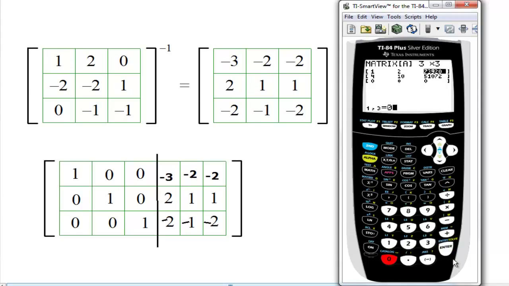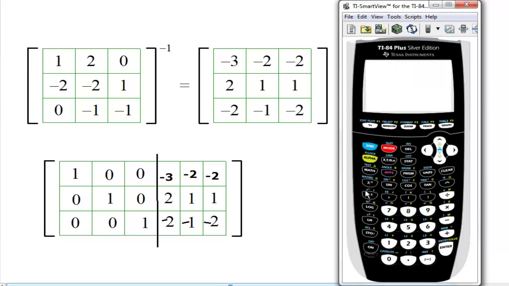All right, I could have actually entered it beforehand, but anyways, so we have 0, -1, then -1 again, right? So we have 1, 2, 0, -2, -2, 1, 0, -1, -1. So that's our matrix A.